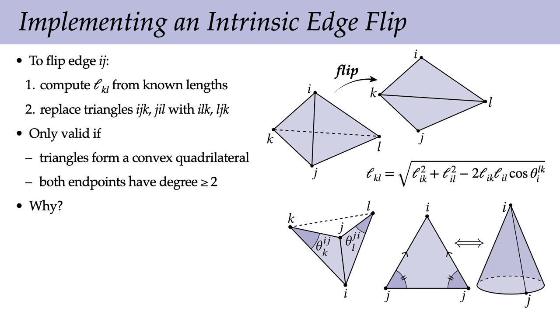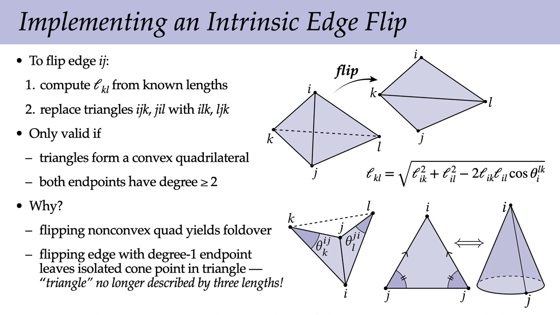Why is that the case? Well, if we were flipping a non-convex quad, we'd end up in a situation where we have the mesh folding over itself. And also, if we flip an edge that has a degree one endpoint, well, after doing that flip, we'd have an isolated cone point in the middle of a triangle. So we don't really have a triangle anymore. We can't describe it by three edge lengths. Okay? So we'll see a bit later on, there are algorithms that are super useful that you can do just with this basic edge flip.